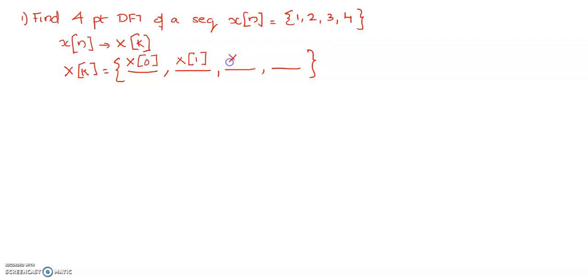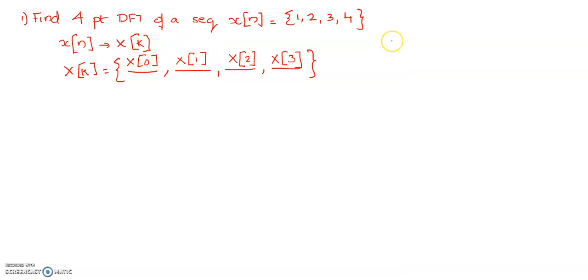So it will be given like x of 0, x of 1, x of 2 and x of 3. These are the 4 samples that you're supposed to determine for a 4-point DFT. If it was a 5-point DFT, it would have had x of 4 as the additional sample. Now this variable begins with the value 0 representing the position.